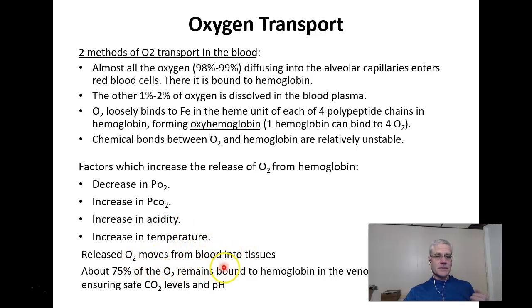So the released O2 moves from the blood into the tissues, down the concentration gradient. 75% of the O2 remains bound to the hemoglobin in venous blood to ensure safe CO2 levels and pH. So not all of the O2 that's bound to hemoglobin lets go. It's not like 100% of the hemoglobins are bound to oxygen in your lungs, and then they go to your working muscles and there's 0% oxygen bound to hemoglobin. It doesn't work that way. So you get down to about 75%. That's what deoxyhemoglobin is. When we say blood is deoxygenated, what we mean is it's less oxygenated.